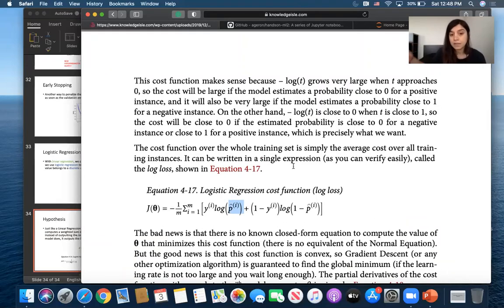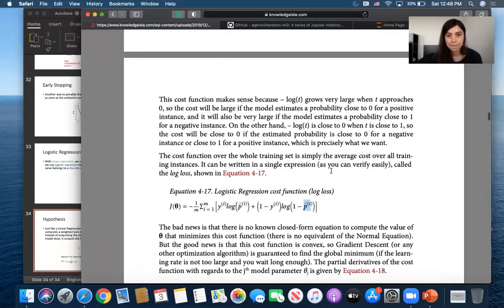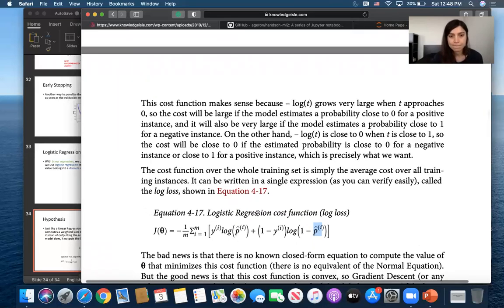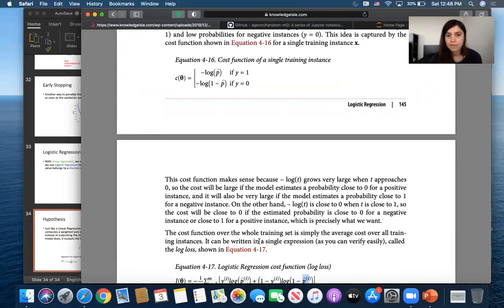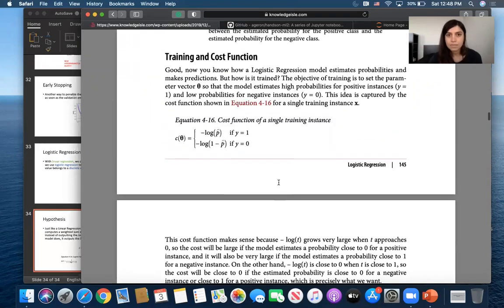On the other hand, if y is 0, the first portion is 0 to begin with, and the second portion, now we're using 1 minus the prediction, the probability, to help us get into the same. I see what you mean. Yeah, I got mixed up with the log 0 and log 1.